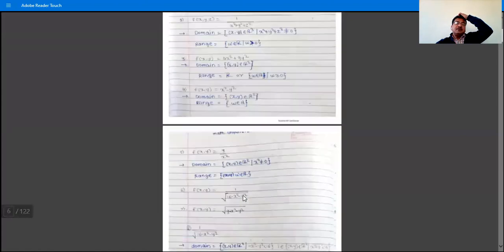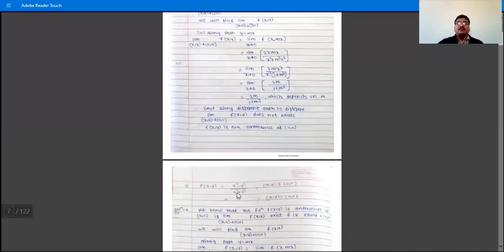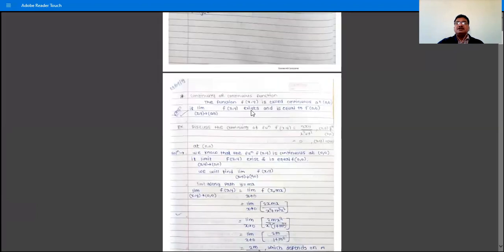Just write one more sentence that first shows the limit does not exist, and then write that the limit does not exist, therefore the function is not continuous. Because when the function is continuous at (a, b), the limit as (x, y) tends to (a, b) of f(x, y) first exists, and then is equal to f(a, b).